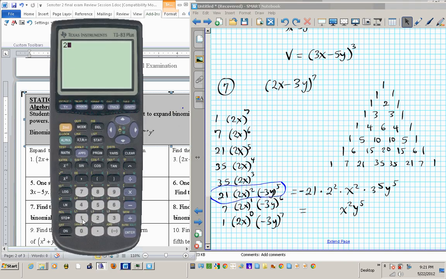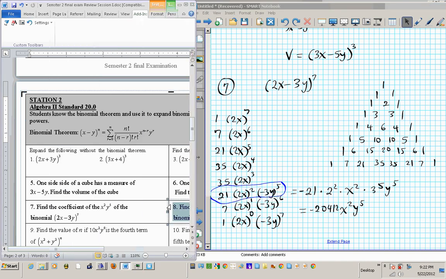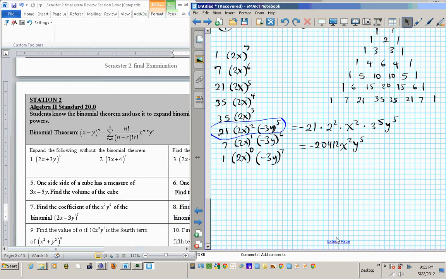Okay? So if I put the numbers in my calculator, I'm going to have 21 times 2 raised to the 2nd power times 3 raised to the 5th power, and the answer is going to be 20412. Okay? So that's what the coefficient is going to be. So the coefficient is going to be negative 20412. Alright? So the question asks me just the coefficient. So our answer is going to be negative 20412.